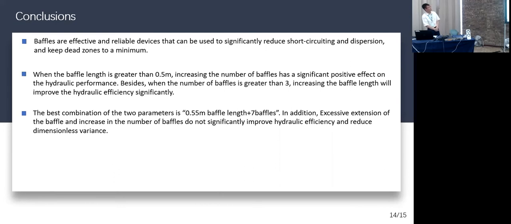The last one is the best combination of the two parameters is 0.55 meters baffle length and 7 baffles. In addition, excessive extension of the baffle and increase in the number of baffles do not significantly improve the hydraulic efficiency and reduce the dimensionless variance.